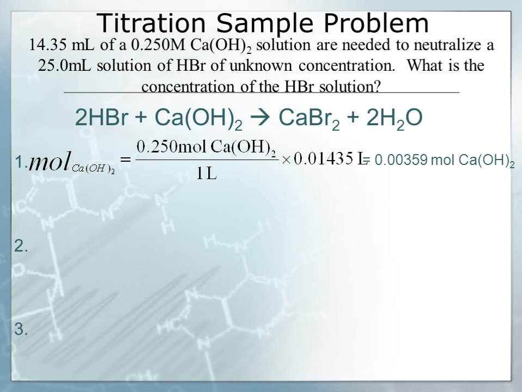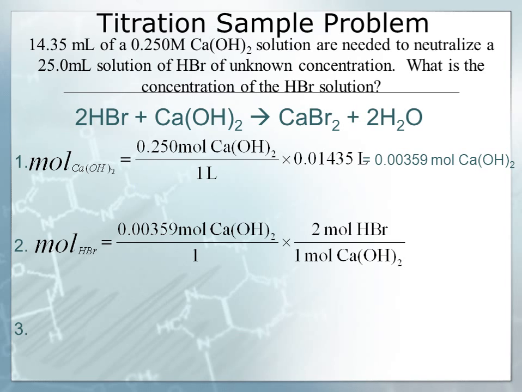Now we take that amount of calcium hydroxide and we factor in the ratio of hydrogen bromide to calcium hydroxide, and so we end up multiplying our mole amount of calcium hydroxide by that ratio, 2-to-1 ratio in this case, and we find that the calcium hydroxide neutralized 0.00718 moles of hydrogen bromide.